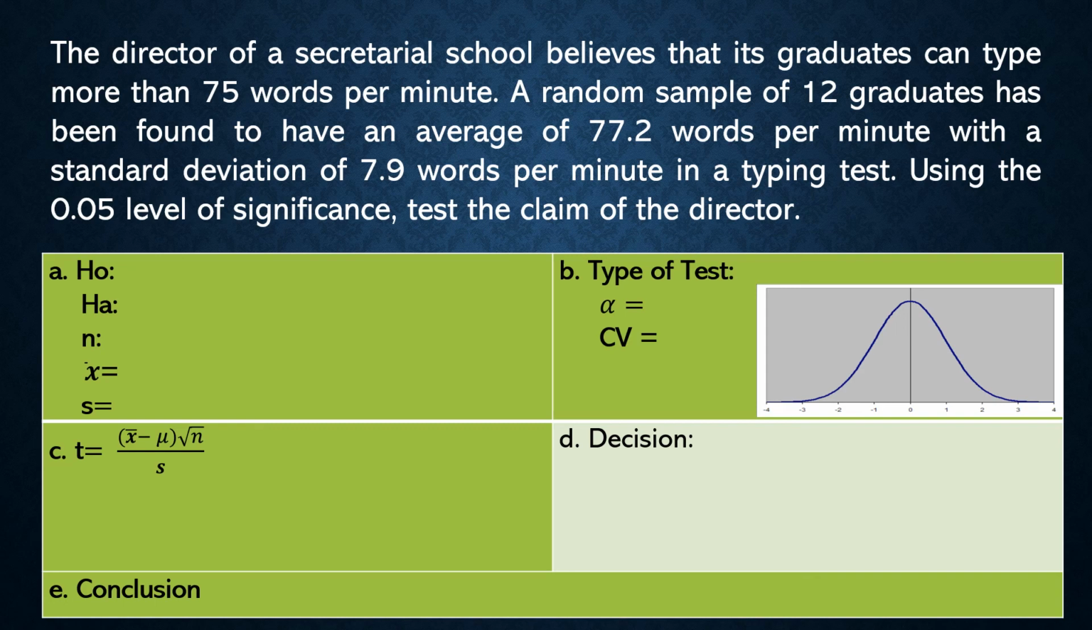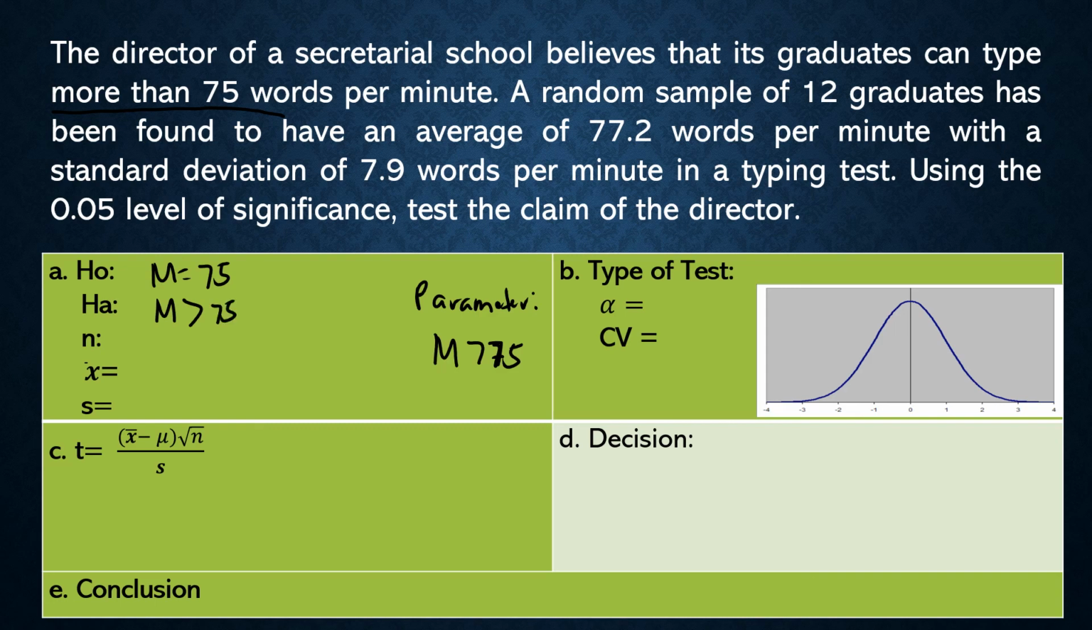Let's start identifying the parameter. For our parameter, we have average is more than 75 words per minute. So therefore, we have mu is greater than 75. So now, we can identify H0. H0 is always equal. So therefore, we have mu equals 75. For HA, or the alternative, we will just simply copy our parameter. We will have mu is greater than 75.